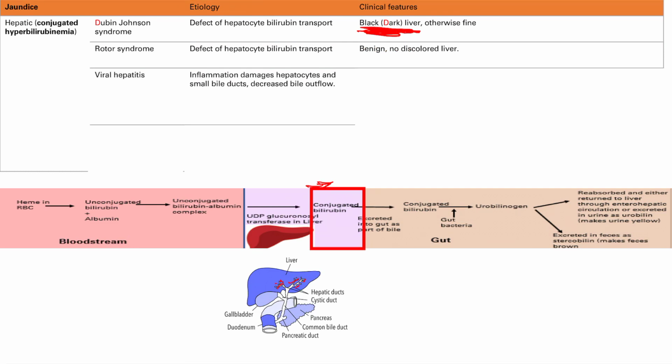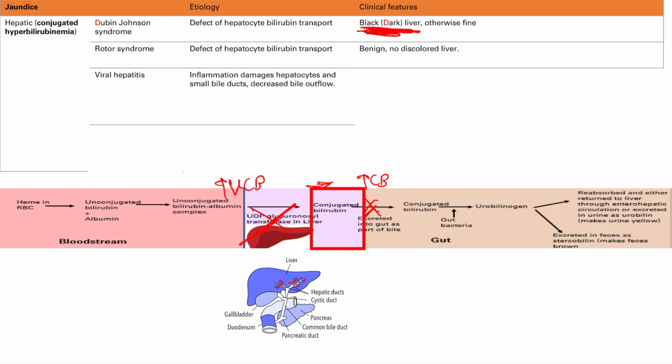So hepatocyte damage means that you have problems here. And then if you damage the bile ducts, then you can't leave. So first of all, you're not conjugating bilirubin well, so you increase unconjugated bilirubin. And then over here, you're not excreting whatever you do conjugate, so you have increased conjugated bilirubin. So you have both increased.